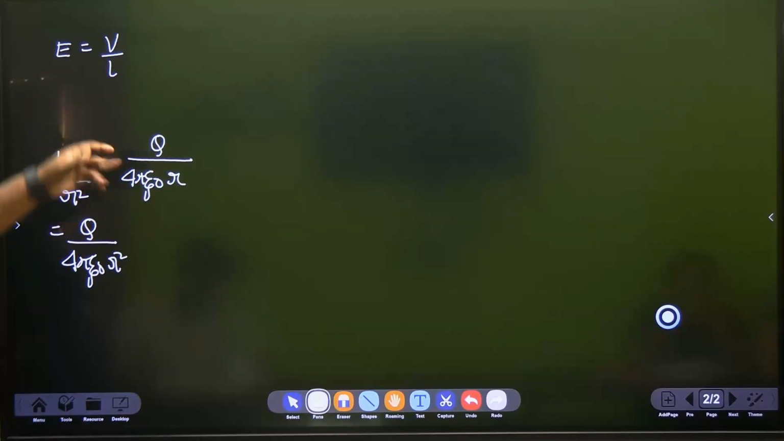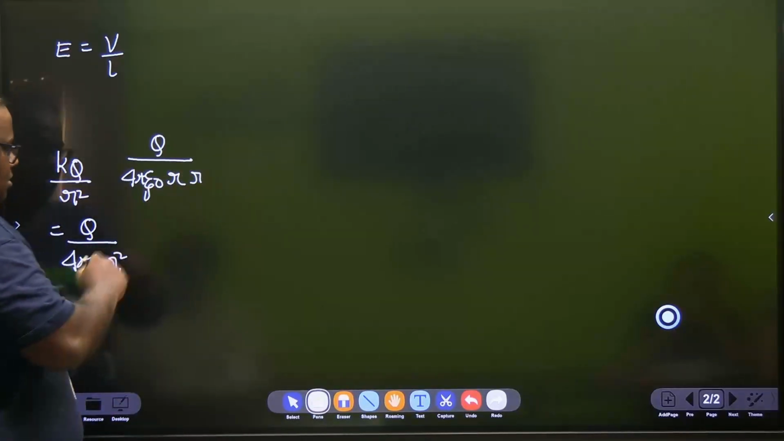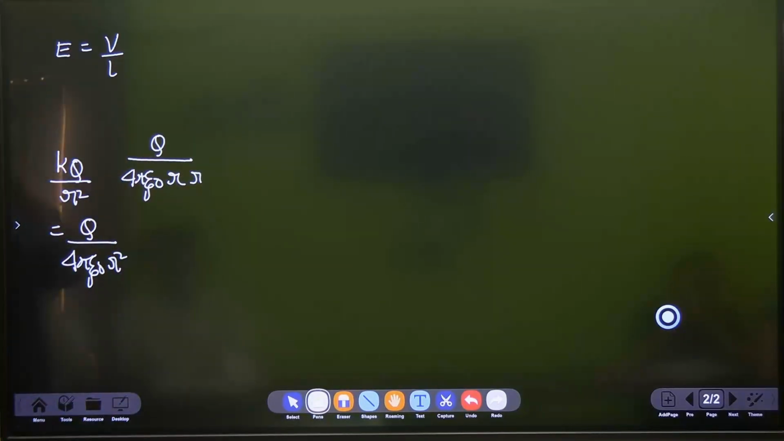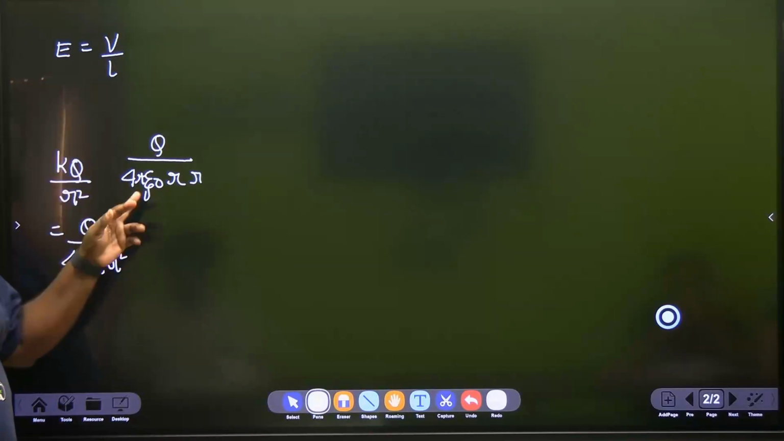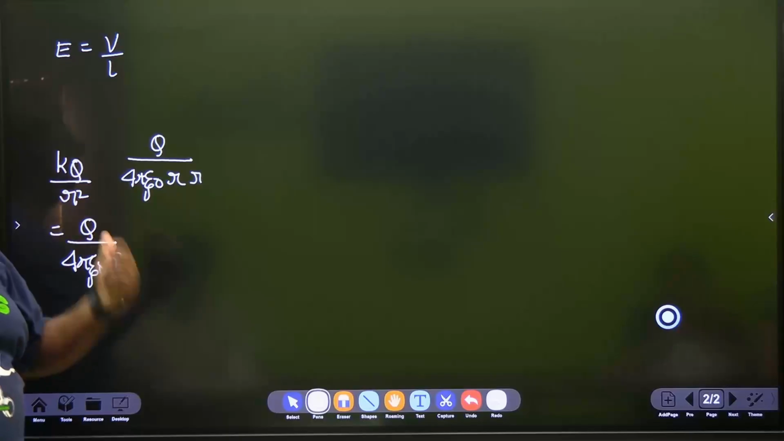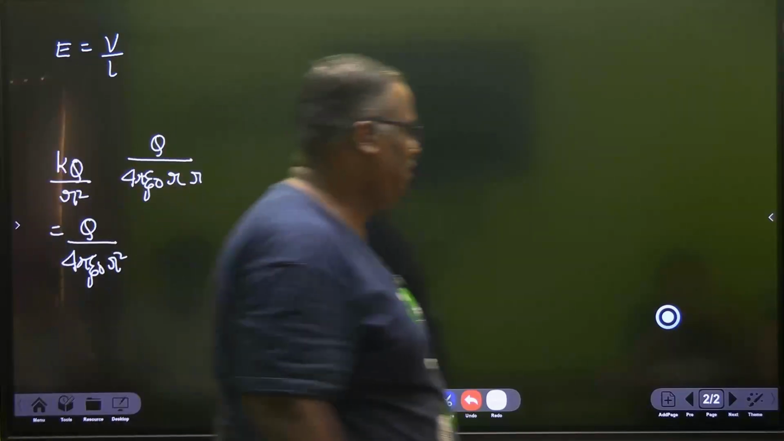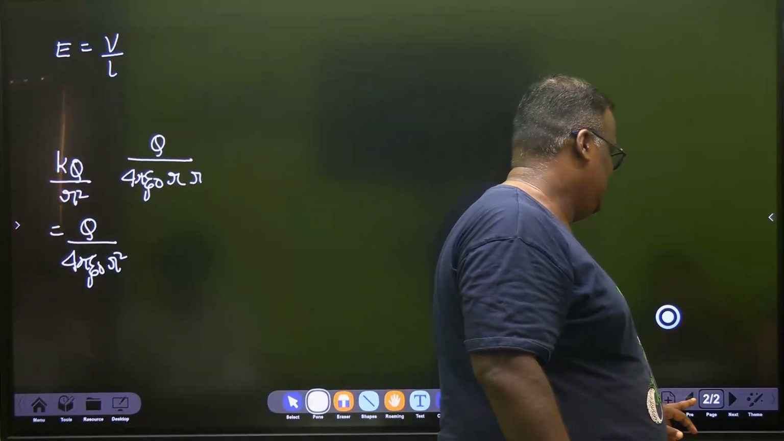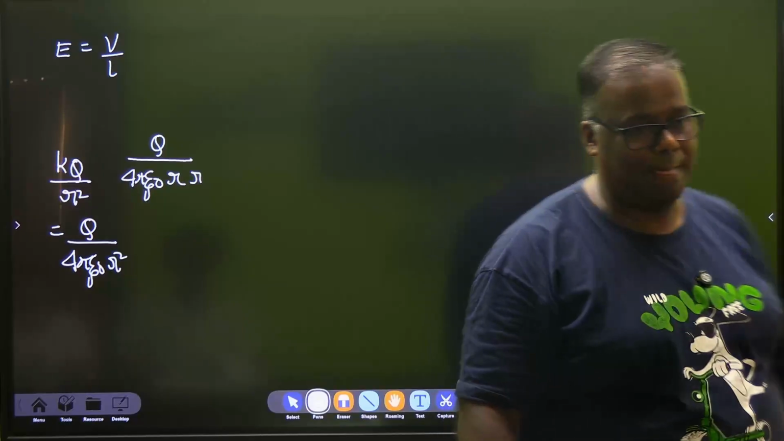L can be considered as another R. Bring another R. Match again. Same definition. Potential divided by this is same as electric field. Dimension wise they are same. You did not invent anything new. Is this understood what I tried to say?